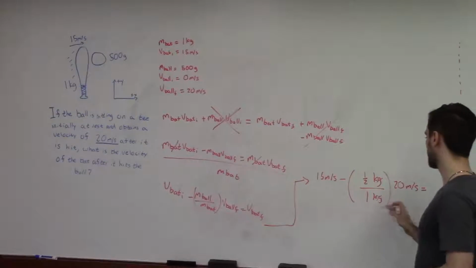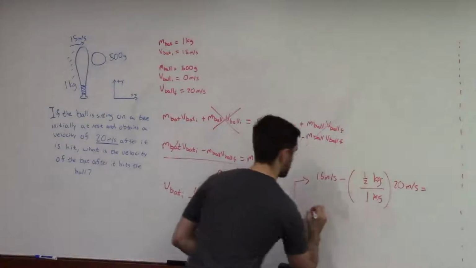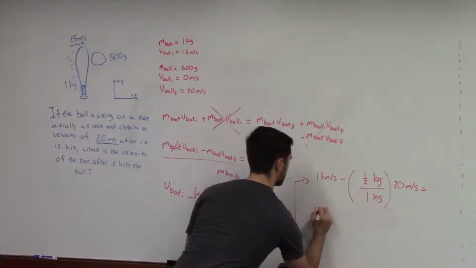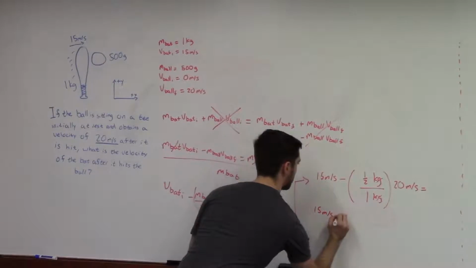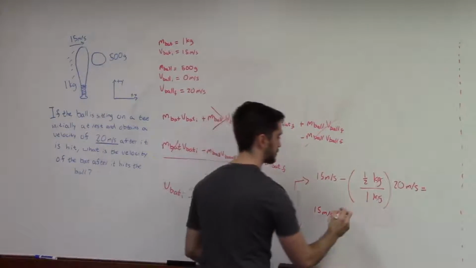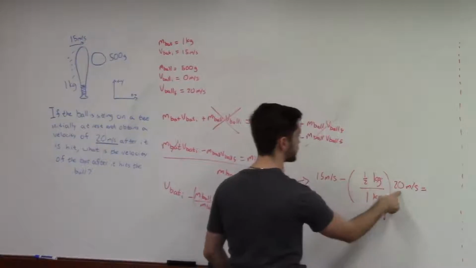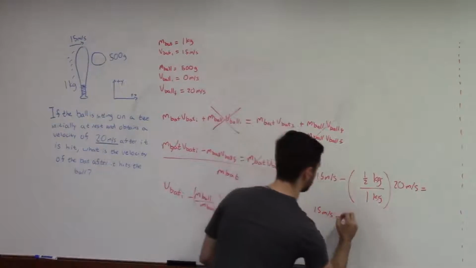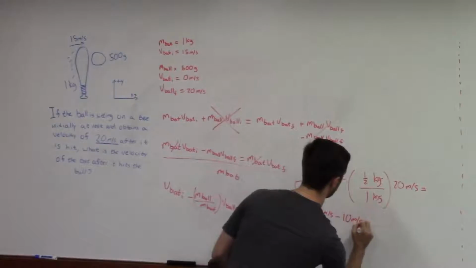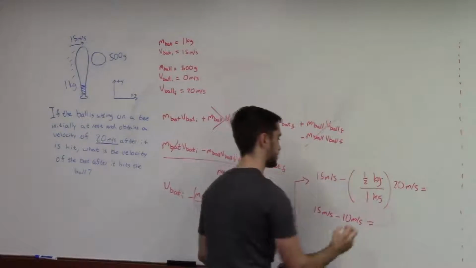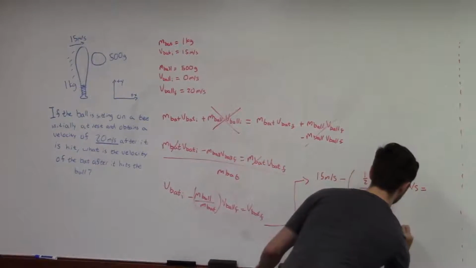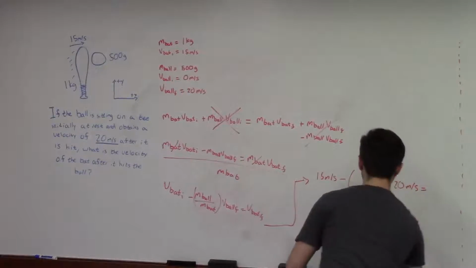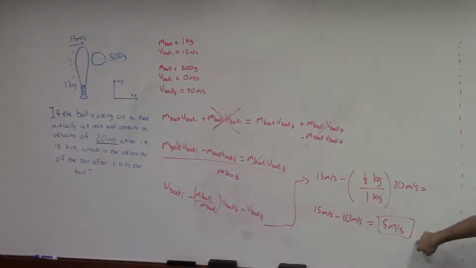So let's go ahead and carry out this computation here. So this will be 15 meters per second minus 1/2 divided by 1 is just 1/2. So this will be 1/2 times 20. What's 1/2 times 20? That's 10. So 10 meters per second. What is 15 minus 10? That's going to be 5 meters per second. Okay? So we have found that the velocity of the bat after the collision is going to be 5 meters per second to the right.